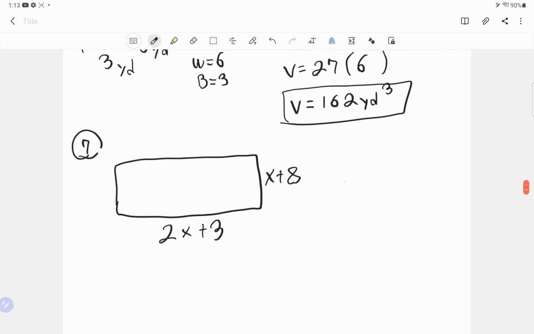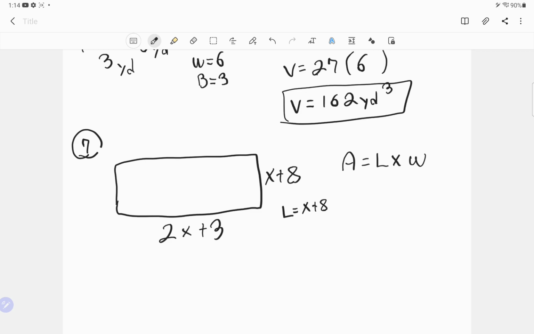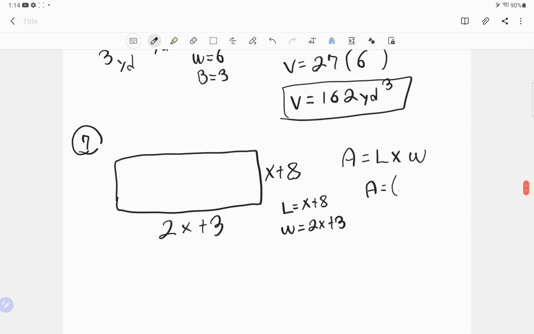So right out of the get-go, we're talking about a rectangle and square, so it's going to be length times width. Okay? So I'm going to use my length as the top one. So L is going to equal x plus 8. And my width is going to be 2x plus 3. Whenever I plug everything in, I'm going to have x plus 8, and then I'm going to have 2x plus 3.